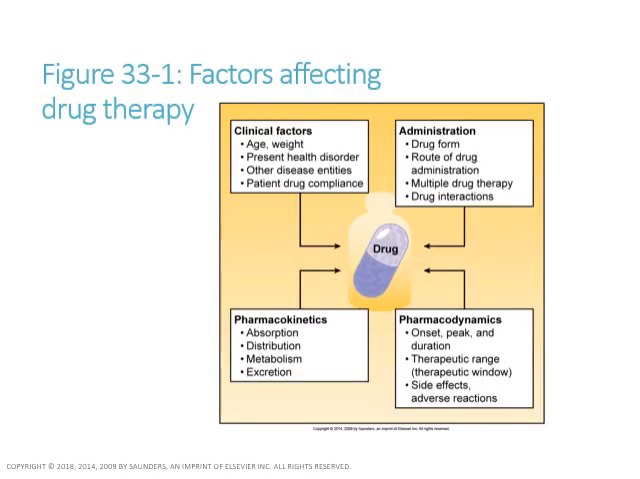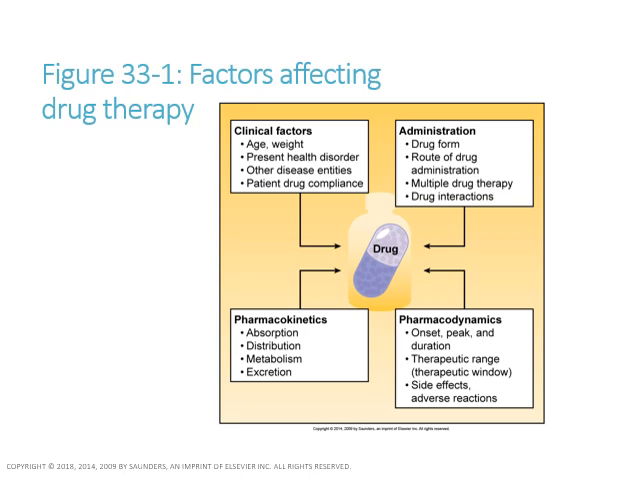Here is a wonderful figure I love that points out the different factors that affect drug therapy. We have clinical factors such as age and weight, other health history, and the patient's drug compliance. What does compliance mean? It means, does the person take their medications every day? If they do, they are compliant. They're following their drug regimen. If they're not compliant, that means they're not following their drug regimen.